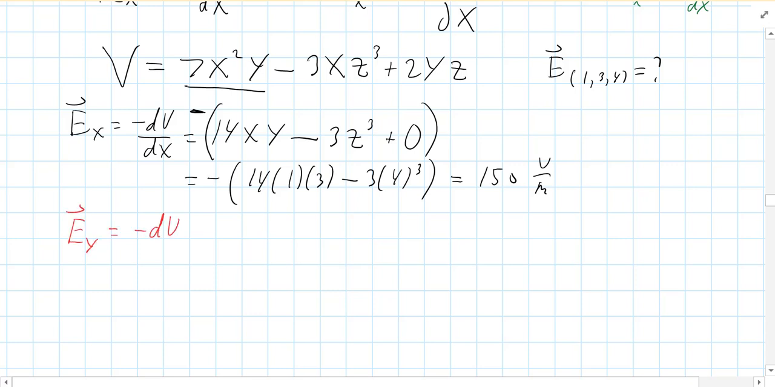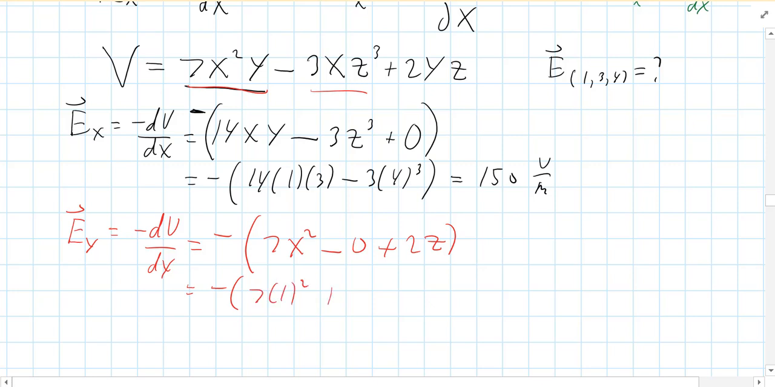E in the y direction, you do the same thing. You take the partial derivative of this with respect to y, so you pretend y is the only variable and everything else is a constant. So you got negative. Our first term here, it's just derivative of y, which is 1, so you get 7x squared. The second term, there is no y in it, so it's just 0. And then plus, the third term is just y to the first, so that becomes 1, so you get a 2z. If you plug in your numbers, you get 7 times 1 squared plus 2 times 4, and I get negative 15 when I do that.